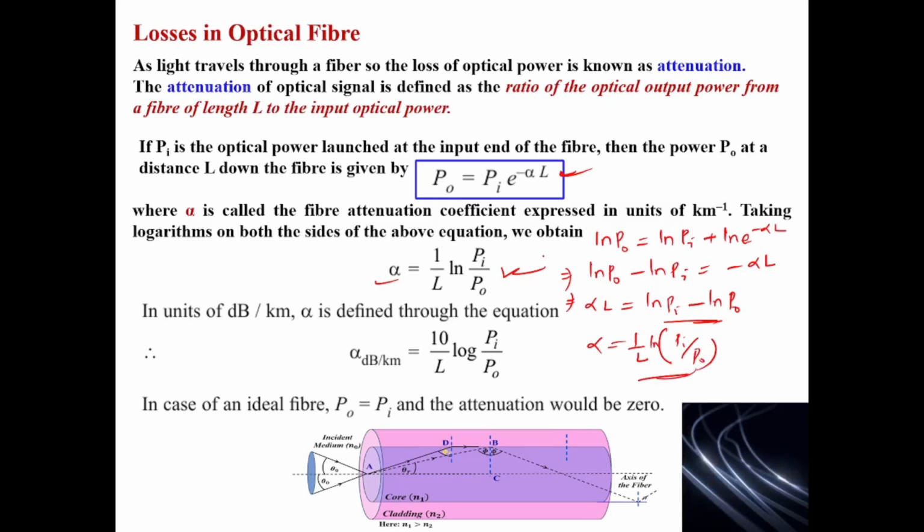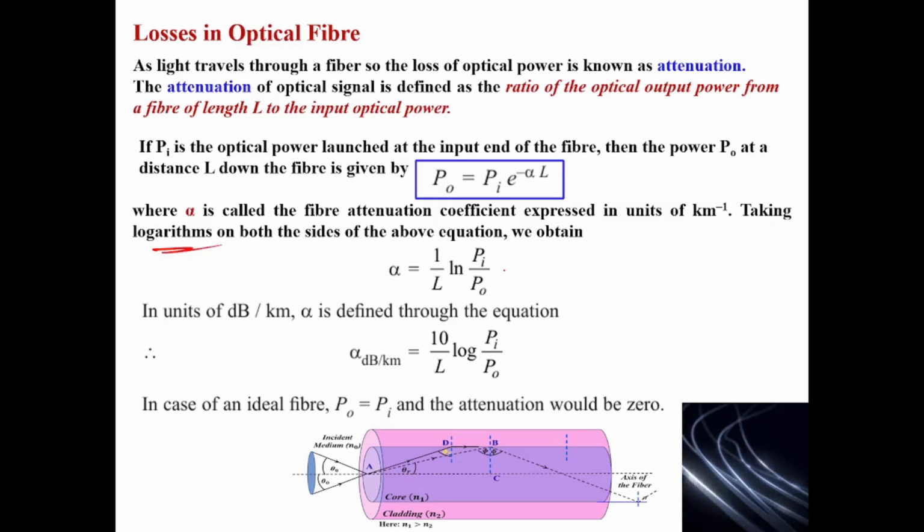By taking the logarithm on both sides, we get this. So this represents the fiber attenuation coefficient. In decibel unit per kilometer, alpha is defined as 10 by L log Pi by Po. If we consider an ideal fiber, then Po will be equal to Pi. So putting Po equal to Pi, this will be log 1, which is 0. That means the attenuation coefficient alpha will be equal to 0. You just remember, for an ideal fiber, attenuation would be 0.